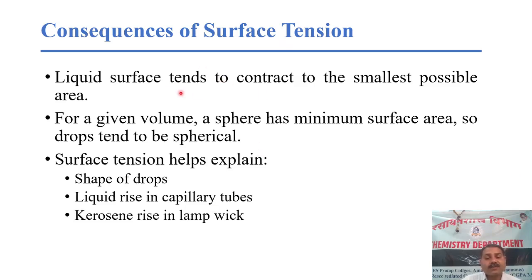What are the consequences of surface tension? Liquid surfaces tend to contract to the smallest possible area. That's why the liquid surfaces are under tension, and therefore they want to contract themselves to the smallest possible area. For a given volume, a sphere has minimum surface area. So drops tend to be spherical. Surface tension helps to explain the shape of drops. It also explains liquid rise in a capillary tube and the kerosene rise in the wick of a lamp.